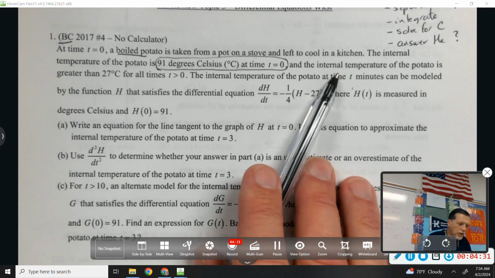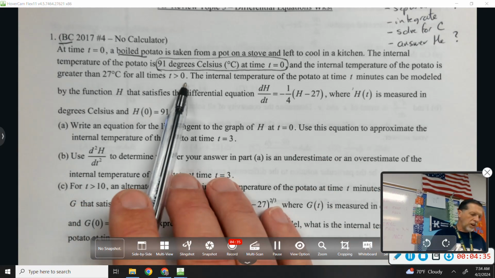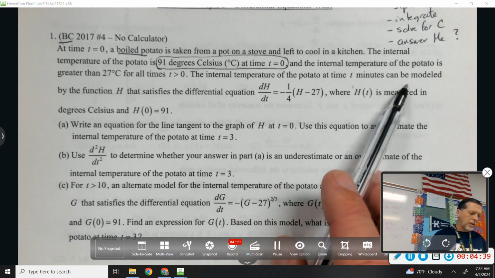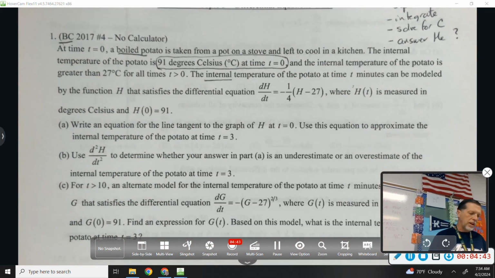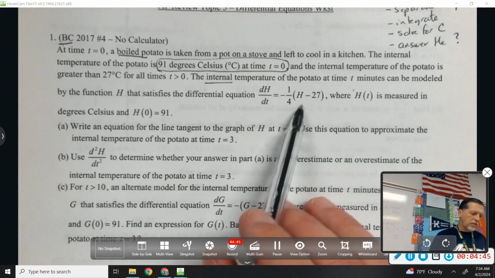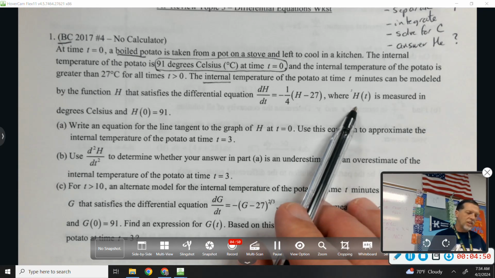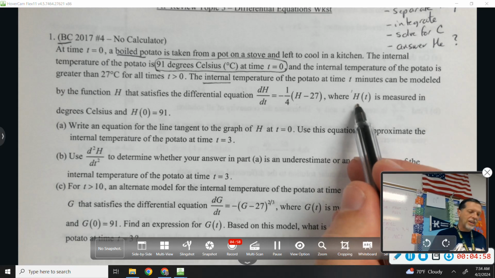The internal temperature of the potato is greater than 27 degrees C for all times. The internal temperature of the potato at time t minutes can be modeled by this function, and they're telling us that H is the temperature, so we don't have to worry about capital T and lowercase t, just H, I don't know why H, for how hot it is maybe.